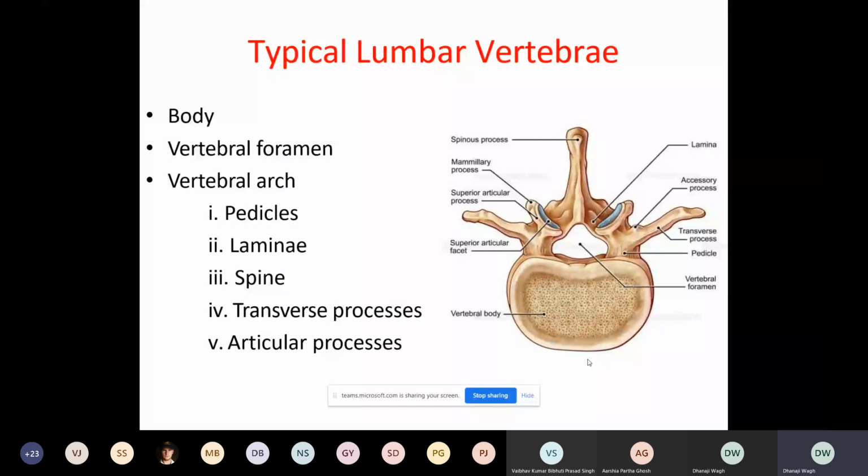The lamina, you can see, identify this lamina. The lamina is short, thick and broad. Its direction is backward and medially. It completes the vertebral foramen posteriorly.